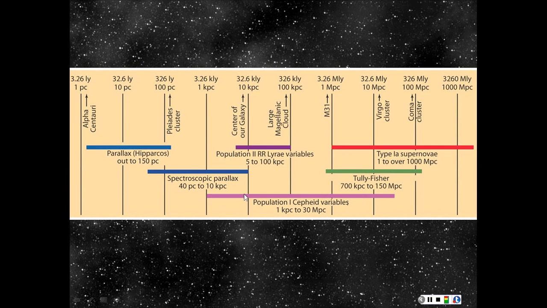We've got this overlap here in the 1 to 10 kiloparsec range, and so now we've got these Cepheids, which take us out to distant galaxies. Those distant galaxies then let us use the Tully-Fisher relation and the supernovae, and then we can also get Hubble's law involved. And so this is how we measure distances in space, and this is what we will be doing our term papers on.